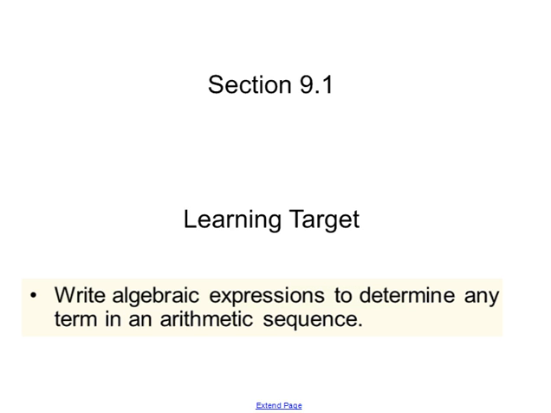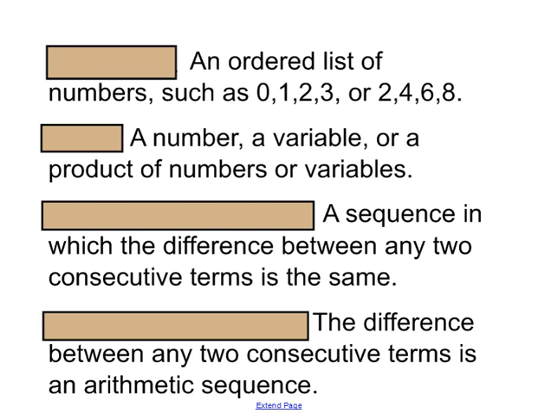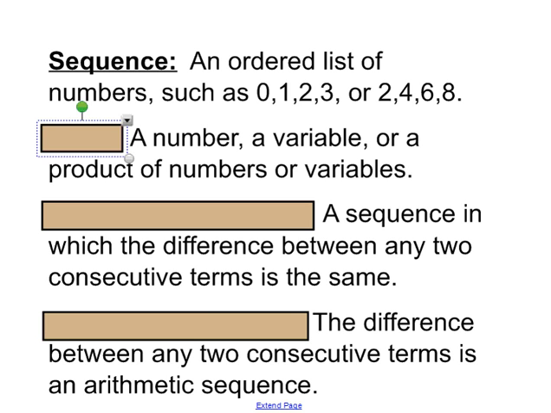We have some vocabulary words that we need to cover for this chapter. So here we go. A sequence is an ordered list of numbers such as 0, 1, 2, 3, or 2, 4, 6, 8, and there are many examples. We'll talk about specific ones in a little while. A term is a number, a variable, or a product of numbers or variables. So this is the fourth term, and the fifth term would be the fifth number in the sequence. Here's the first term, second term, third term, fourth term, and so on.